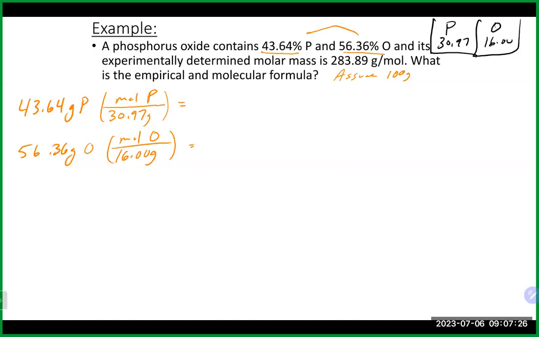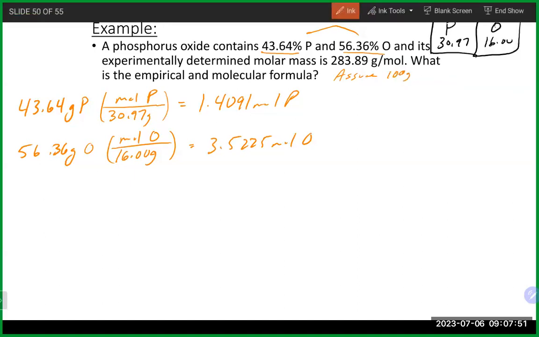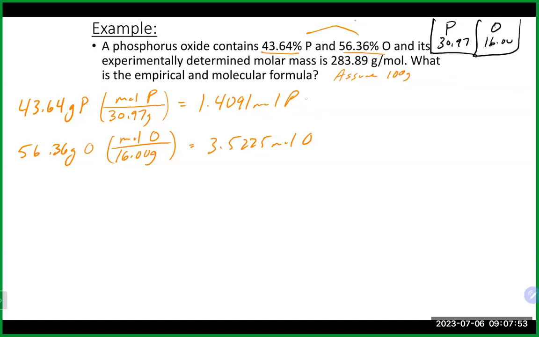Here in terms of our moles, we got 1.4091 moles of phosphorus. We got 56.36 divided by 16 gets us 3.5225 moles of oxygen. Here we're going to divide by the smallest. In this case, it does look like it is the phosphorus. So we're going to divide everybody by the 1.4091.